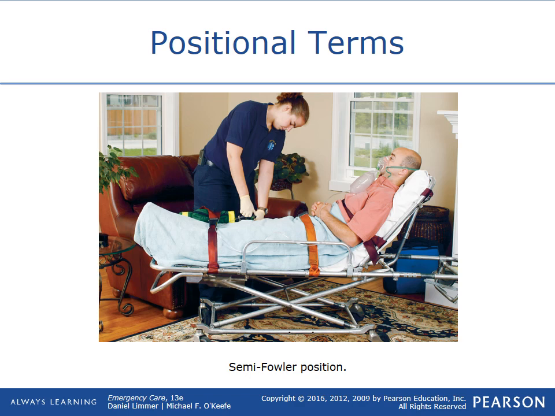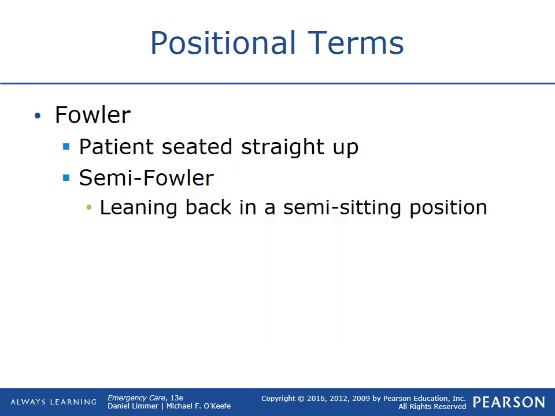This is the semi-Fowler position, which is sitting at about a 45-degree angle. High Fowler's is a 90-degree angle. So Fowler is the patient seated upright. Semi-Fowler is leaning back in a semi-sitting position.